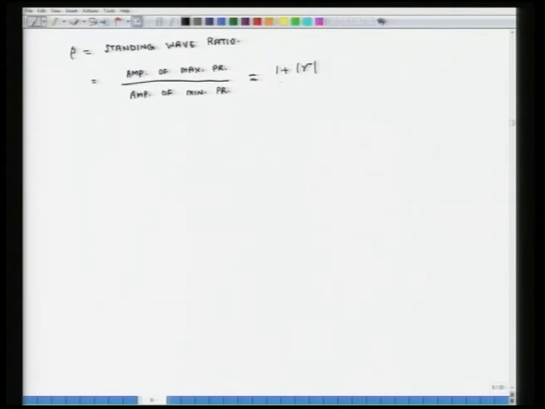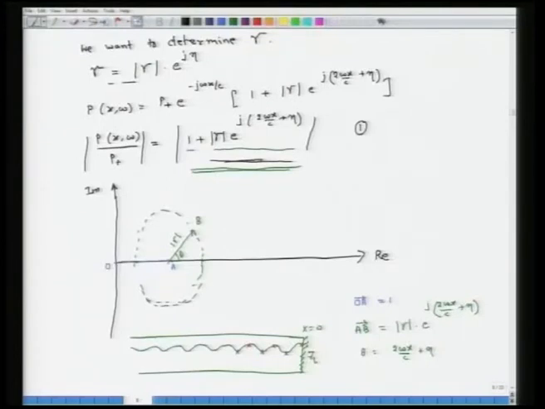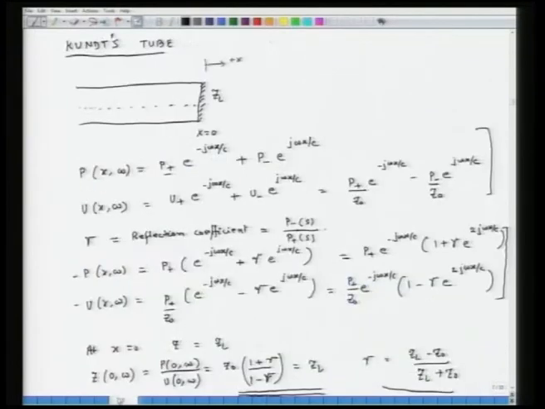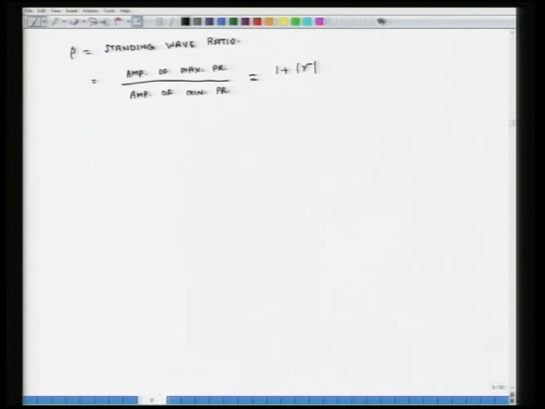gamma. So, that is the amplitude of maximum pressure, because when this theta is equal to 0, then the length of this vector, OC, is maximum at theta equals 0. So, when theta equals 0, the length of this vector is going to be maximum, and that value is going to be 1 plus gamma, and for the minima the condition is 1 minus gamma. Therefore, gamma equals rho minus 1 over rho plus 1.